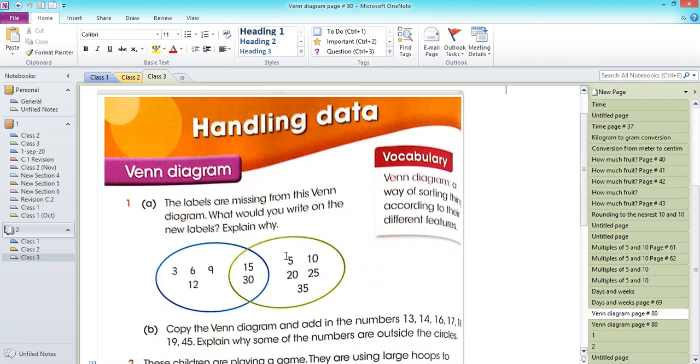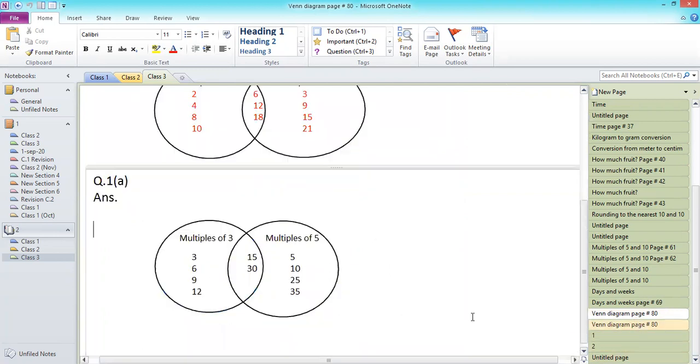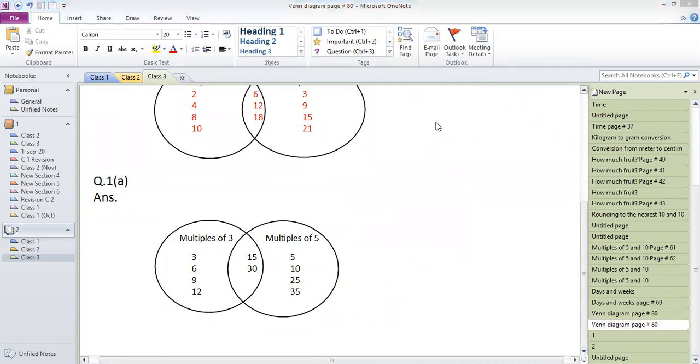For the next circle, you will check it is 5, 10, 15, 20, 25, 30, 35. In the green circle, you are adding 5, 5, 5, 5. You're counting in 5. That means they are multiples of 5. So you give them name in the question and you say this is multiples of 3 and this is multiples of 5. This is the answer. Okay, I write multiples of 5, multiples of 3. I finished.